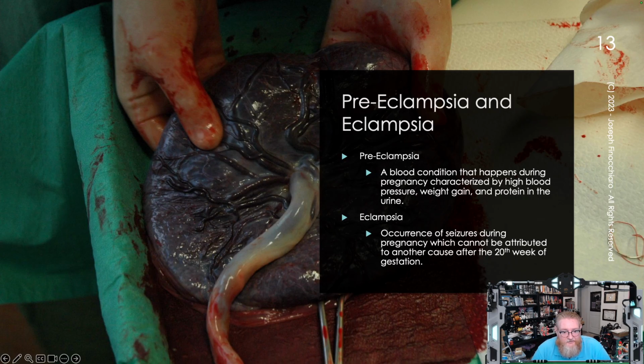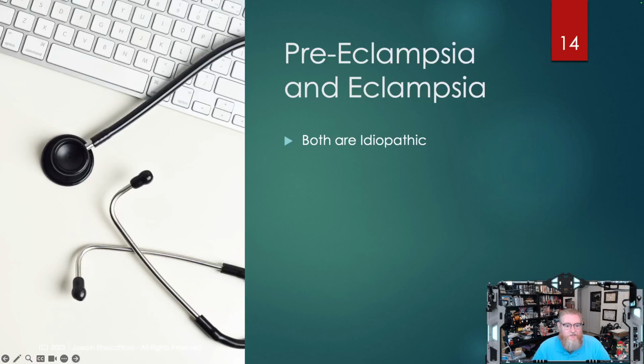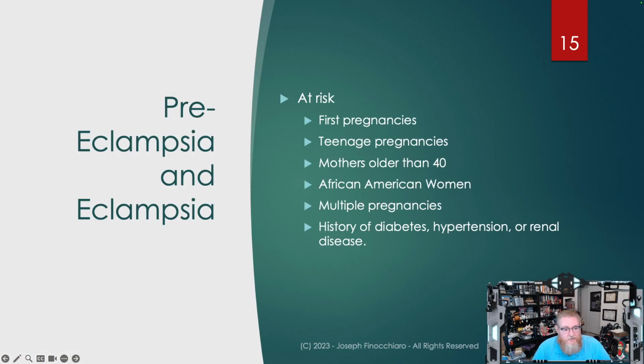Preeclampsia and eclampsia. So preeclampsia is a blood condition that happens during pregnancy characterized by high blood pressure, weight gain, and protein in the urine. Eclampsia is the occurrence of seizures during pregnancy which cannot be attributed to another cause after the 20th week of gestation. Both are idiopathic. We do not know why they happen. At risk are first-time pregnancies, teenage pregnancies, mothers older than 40, African American women, multiple pregnancies, history of diabetes, hypertension, or renal disease.